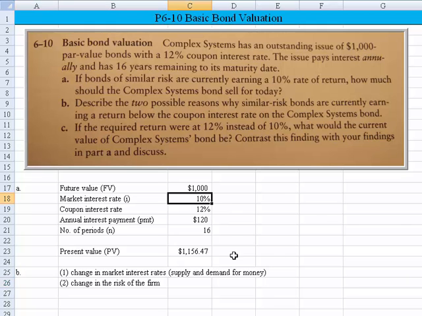Now let's test it. We already have a formula that's based on what's in cell C18. Why don't we go up there and turn the market rate to 12% and see what happens to our answer in cell C23. So I'll hit enter, and look, sure enough, it went to 1,000. So you could construct this on your own, and you'll see that that would be equal $1,000. Now, let's put this one back so you can see all the answers. And that takes care of problem 6-10, which deals with the basic bond valuation. Thanks, everyone.